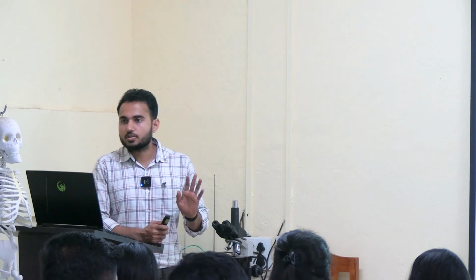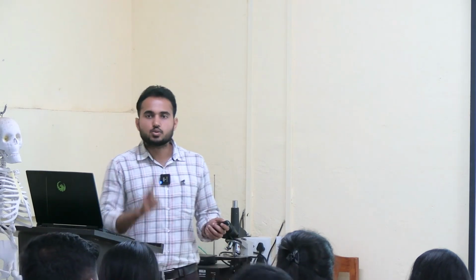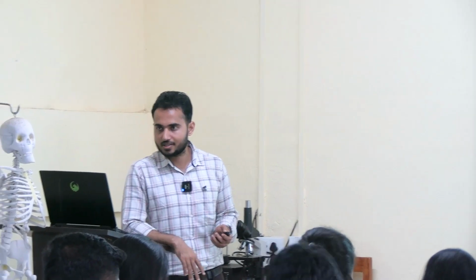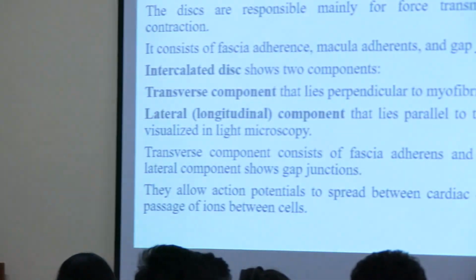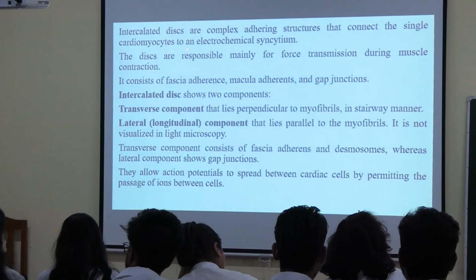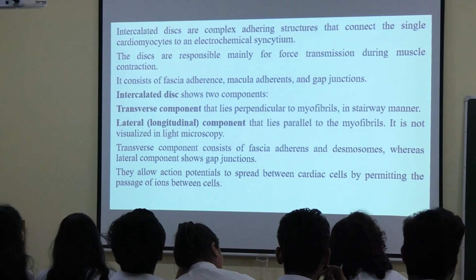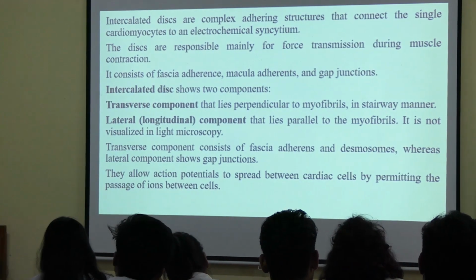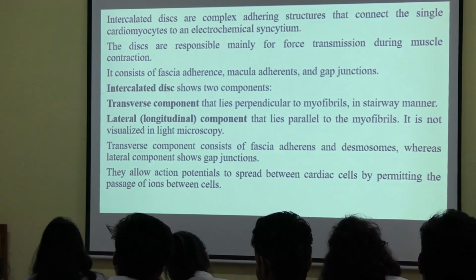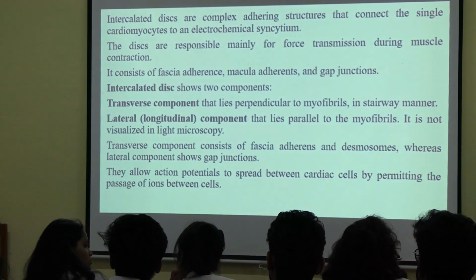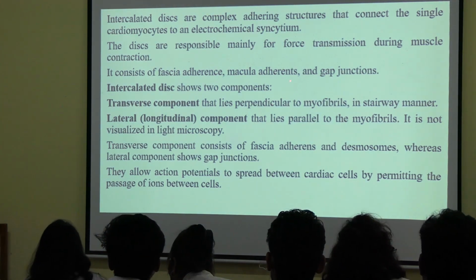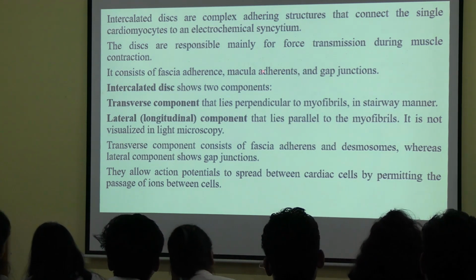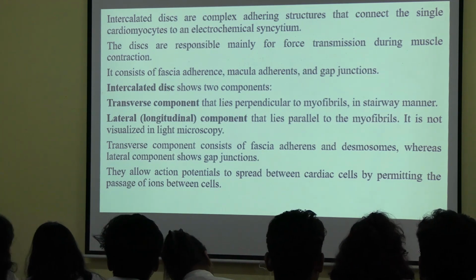Now, I don't know if you have seen the intercalated disc or not. There are two components of the intercalated disc: a transverse component and a longitudinal component. Intercalated discs are complex adhering structures that connect the single cardiac myocyte into an electrochemical syncytium. They are responsible for force transmission during muscle contraction, so force of contraction is transmitted from one cell to another with the help of this intercalated disc. It has three parts: the fascia adherens, macula adherens, which is also called desmosome, and gap junction.